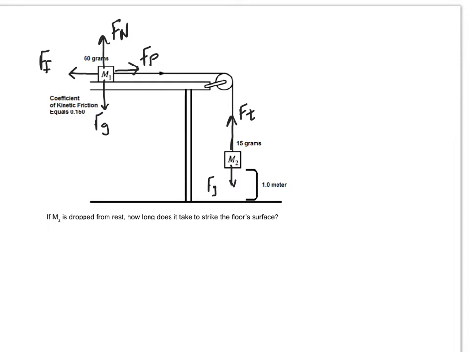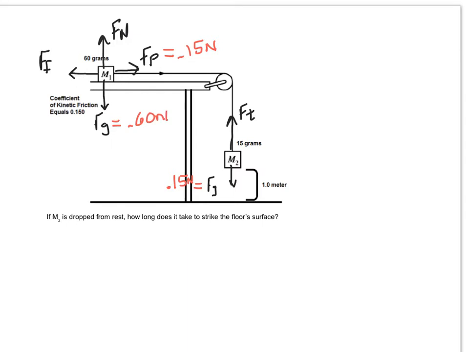Alright, now we've got to throw numbers at all of these free body diagram forces. Our force of gravity over here is equal to 0.15 newtons. And therefore our pull force here is equal to 0.15 newtons. Our force of gravity here is equal to 0.6 newtons.